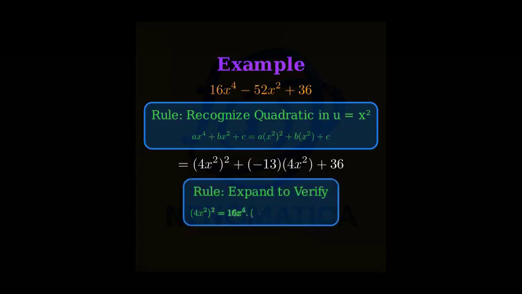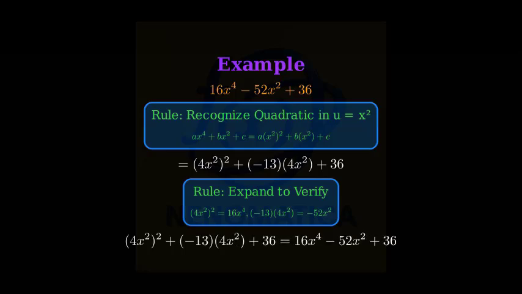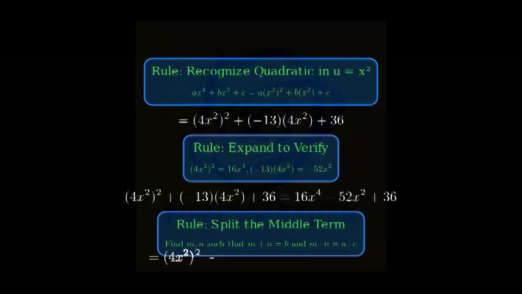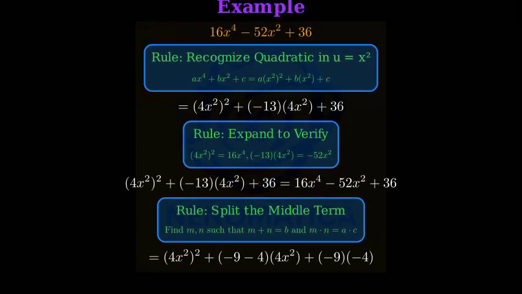For our second step, let's expand the right side to verify. We have 4x squared squared, which is 16x to the fourth. Then we have negative 13 times 4x squared, which is negative 52x squared. And finally, we have 36. So we've rewritten our original expression in a way that allows us to factor it as a quadratic. In our third step, we'll apply the quadratic formula to factor this expression. Remember, we're treating this as a quadratic in terms of 4x squared.